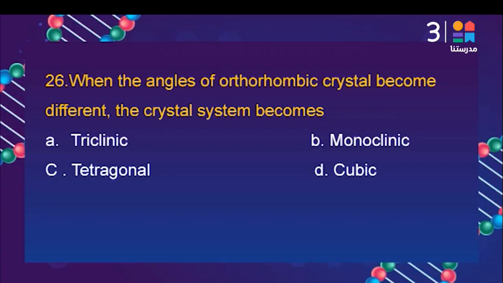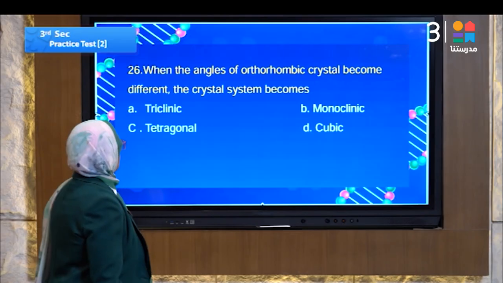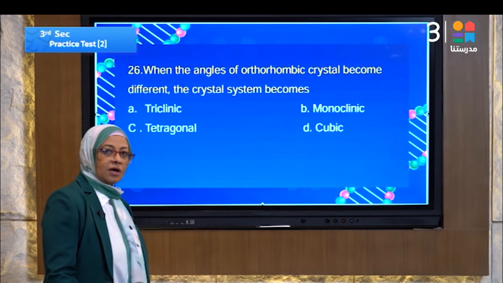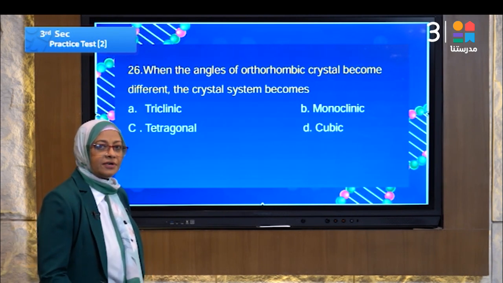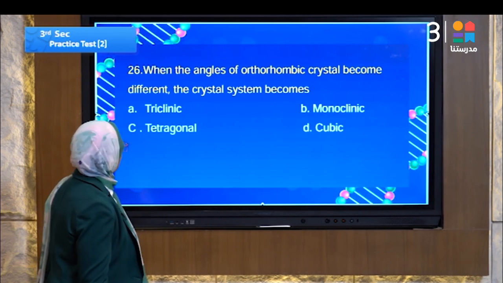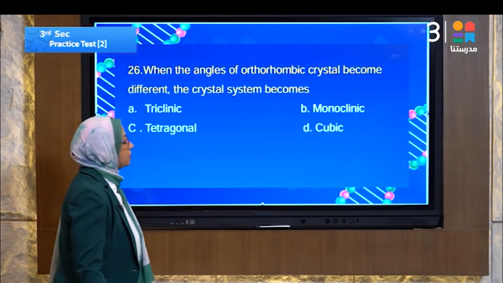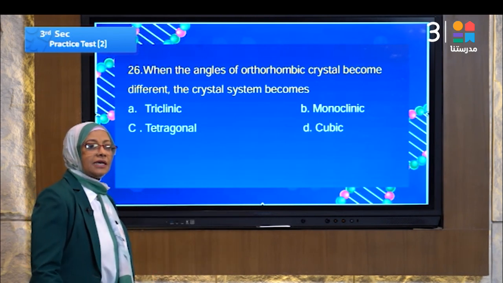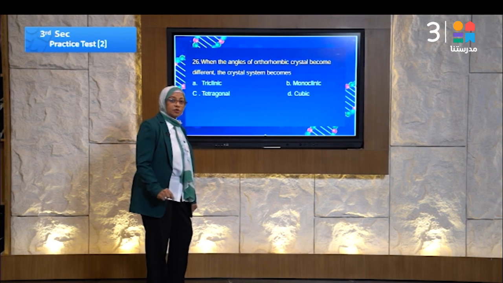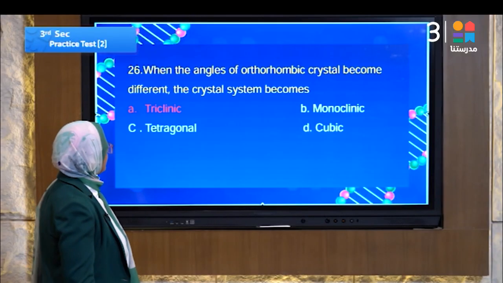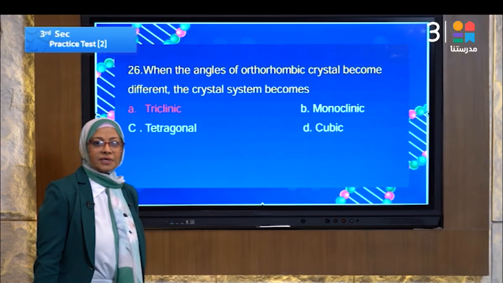26, when the angle of orthorhombic crystals becomes different, the crystal system changes. There are 4 choices. There are 3 axes to orthorhombic crystals. If one axis is different or changes from the others, it will become maybe triclinic, monoclinic, tetragonal, or cubic. Which of them is right? If one axis is different or changed, the answer will be triclinic. Triclinic is the crystal which forms it.